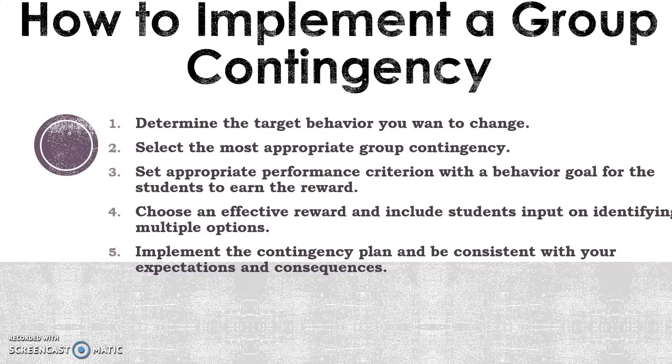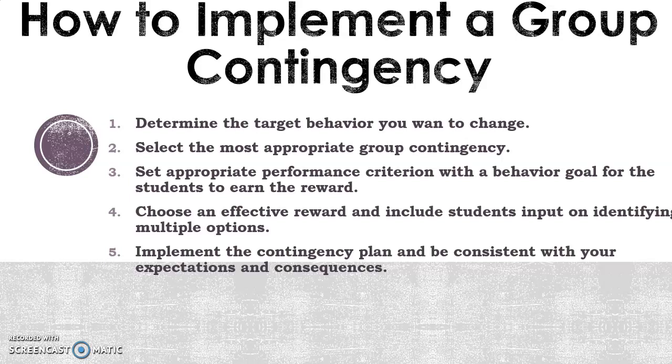Then you need to set appropriate performance criterion with a behavior goal for the students to earn the reward. Make it easy to achieve. You don't want it to be something that they aren't going to be able to do, because you want to be able to use this group contingency throughout over a course or period of time and not just one time. So if it's easier to access the reward and achieve the goal, then they will be able to do this and maintain it over a period of time, and the behavior that you want to increase or decrease will then be sustainable.